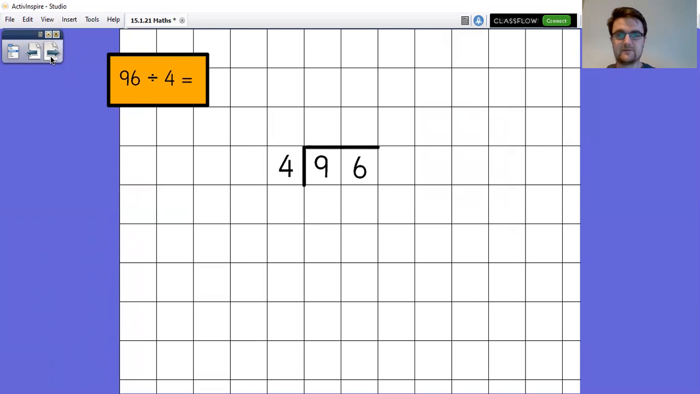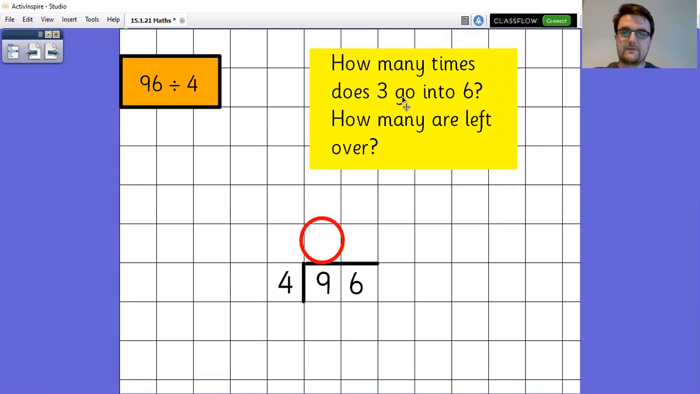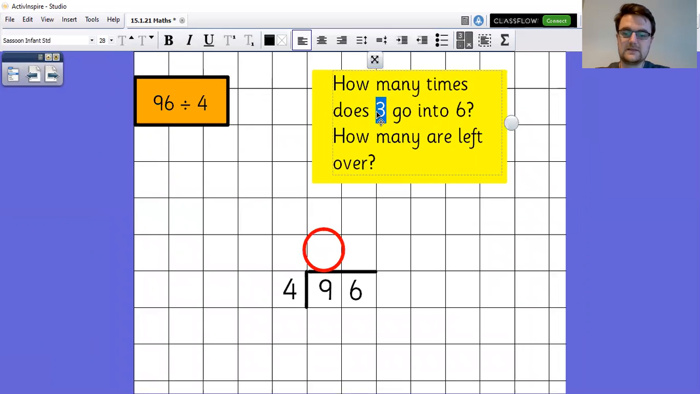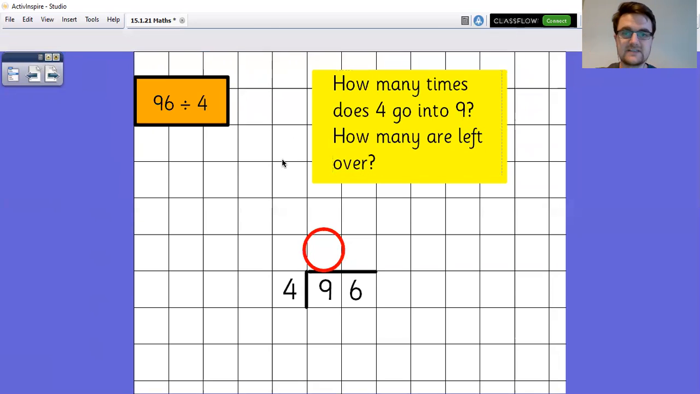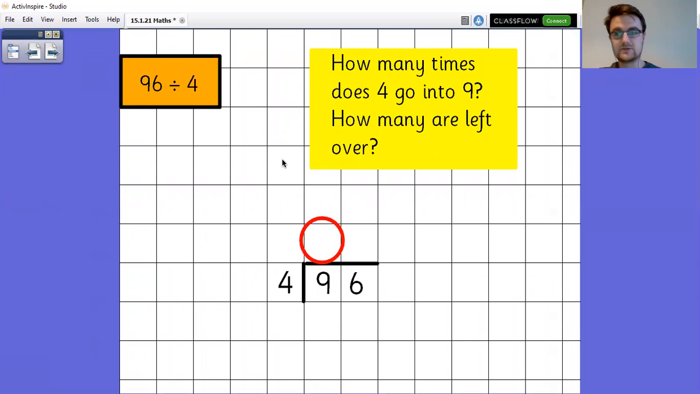Now, with the bus stop method for this one, how many times does 4 go into 9? And are there any left over? So if I count up in my 4s, 4, 8, 12. I can see 4 doesn't go into 9 exactly. So I need to take the nearest multiple to it that is smaller than it. So 4, 8. So it goes in twice, but then to get from 8 to 9, I've got 1 left over. So I've got 1 10 left over. And that 10 goes and joins the ones column, just like we did with the visual representation of it. And we do that in the same way that we add the extras on when we're exchanging.